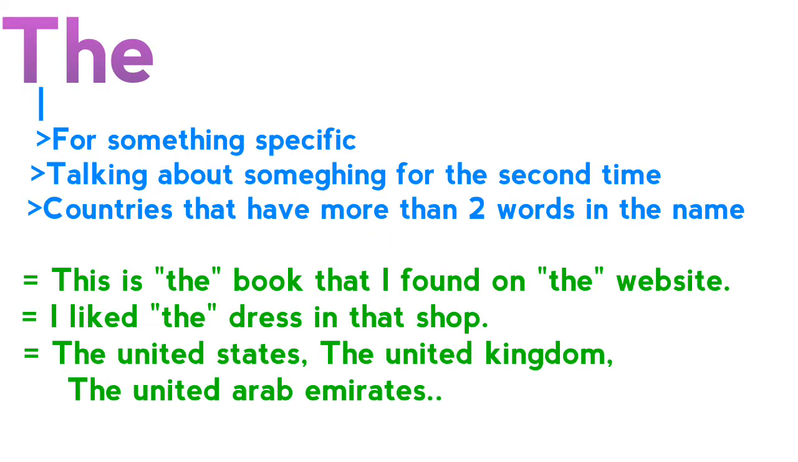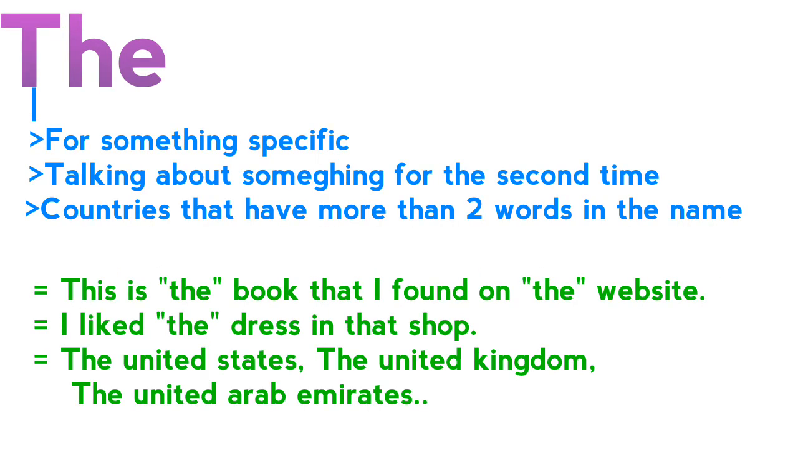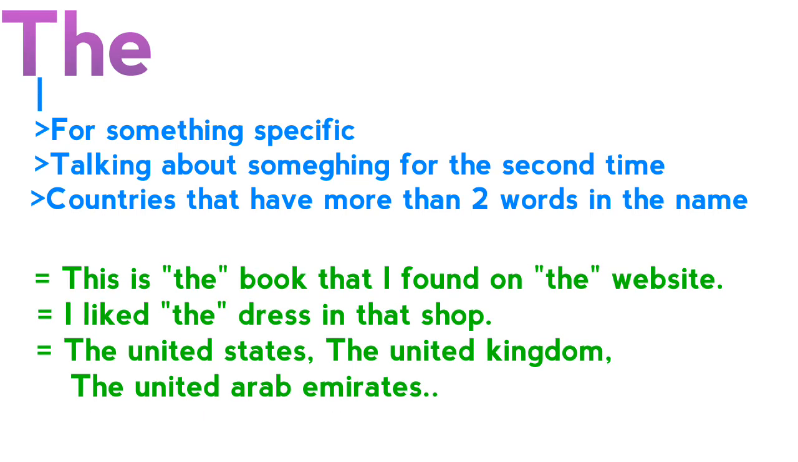The is the opposite of a, is used for something specific, or when we're talking about something for the second time, or with countries that have more than 2 words in the name. Examples: this is the book that I found on the website. I like the dress in that shop. Examples for countries: the United States, the United Kingdom, the United Arab Emirates.